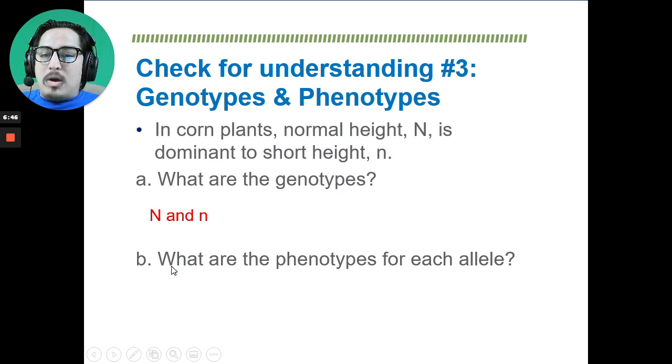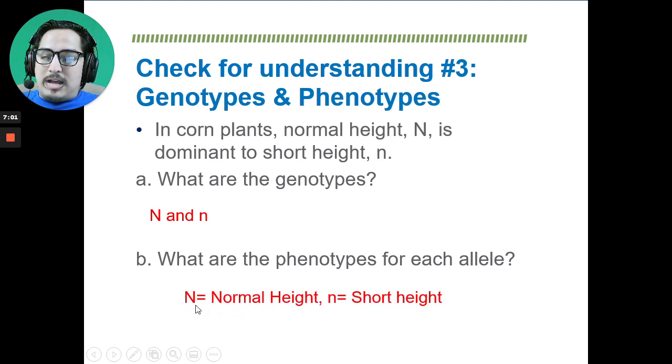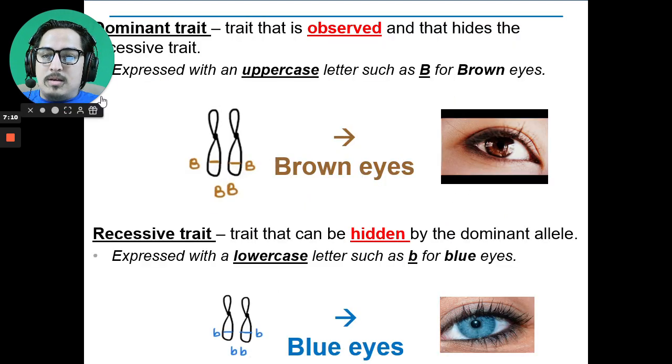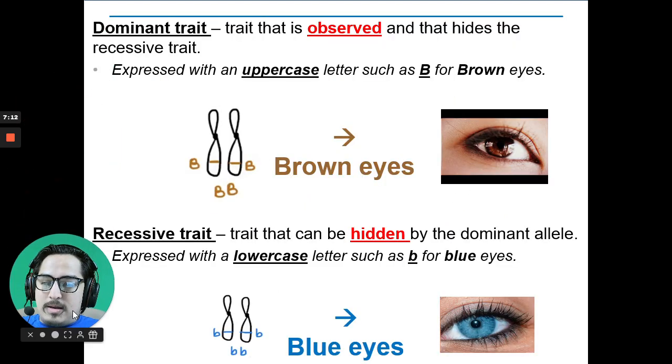Now, what are the phenotypes for each allele? Phenotype is the physical look. Well, it says right here, normal height, comma, capital N, that means normal. So that means that the other one has to be short. So capital N equals normal, lowercase n equals short. Okay? Copy this down, moving on.